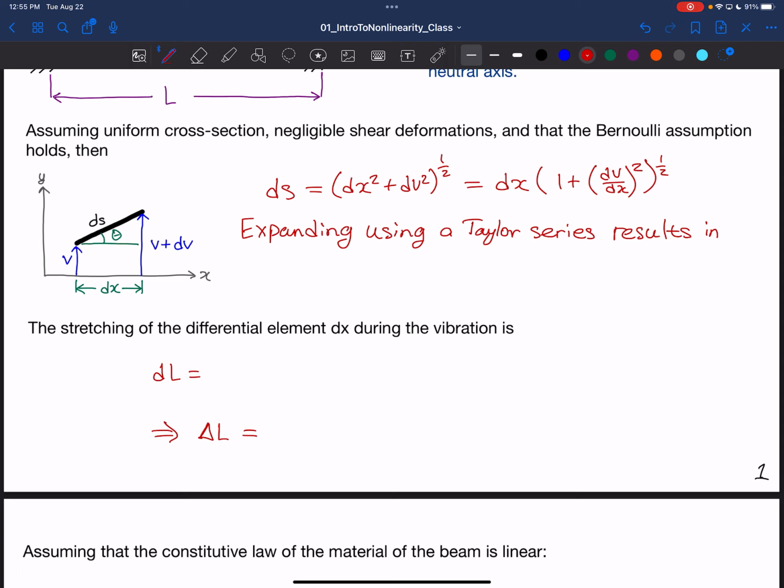We're then going to expand that using a Taylor series, or you could use a binomial expansion as well. Just expanding that, we get that ds is equal to dx times 1 plus 1/2 (dv/dx) squared, plus some other terms that we're not going to write out for right now. The Taylor series is an infinite series of terms, and we've only kept here the first term, that squared term.